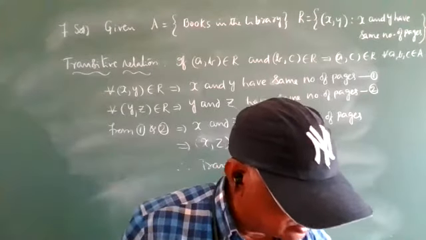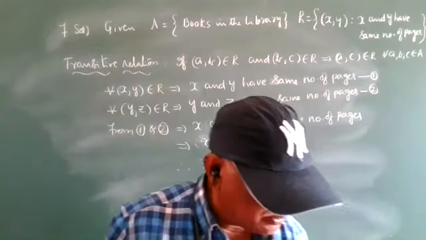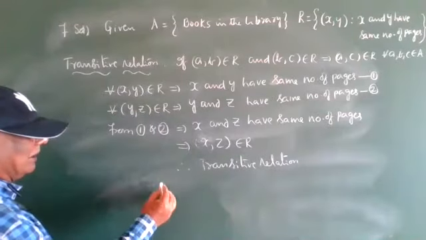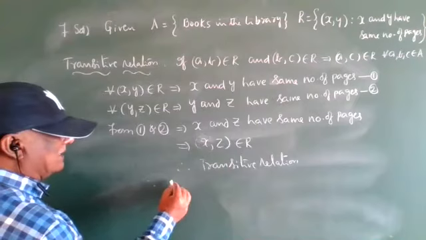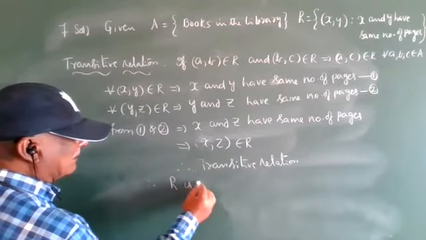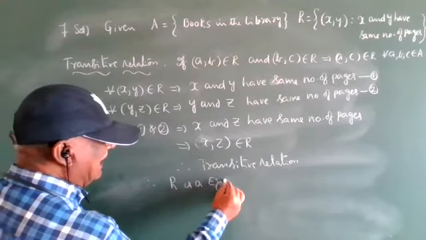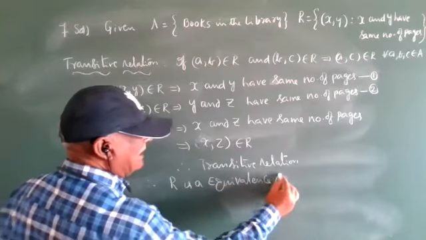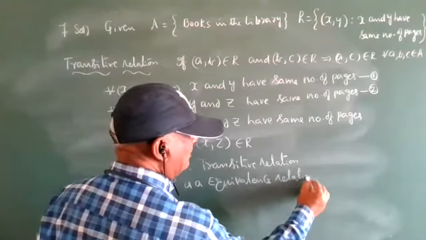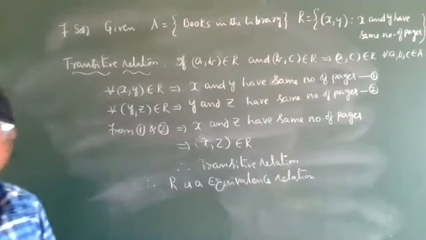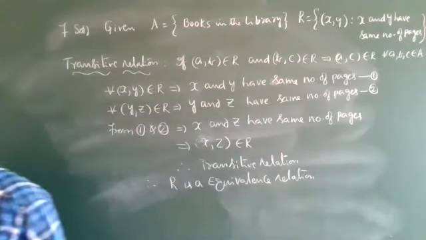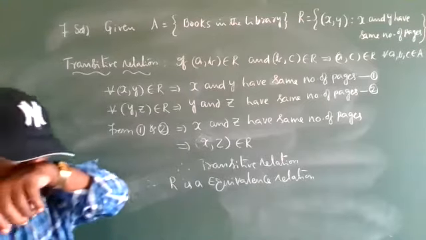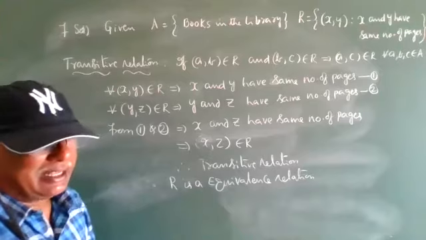Right. Everyone go through the 8th problem. Therefore, R is an equivalence relation. Everyone read the 8th problem.